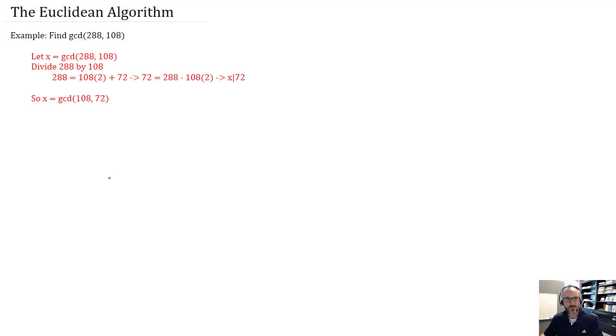Okay? Now, let's repeat the process. Divide the bigger number, 108, by 72, and rewrite it using the division algorithm.